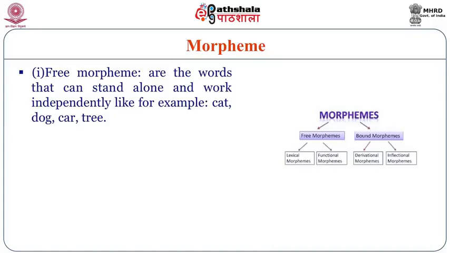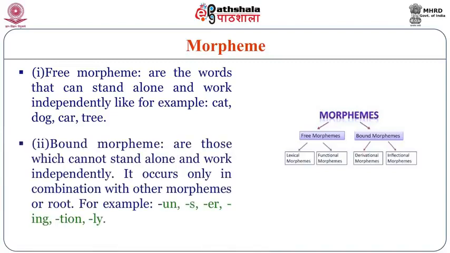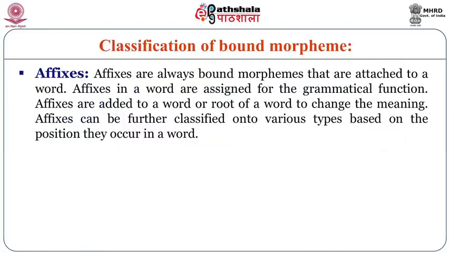Free morphemes are the words that can stand alone and work independently, for example cat, dog, car, tree. Then bound morphemes are those which cannot stand alone and work independently, and occur only in combination with other morphemes or root morphemes. For example, un, s, ing, ly. Classification of bound morphemes: affixes, prefix and suffix.